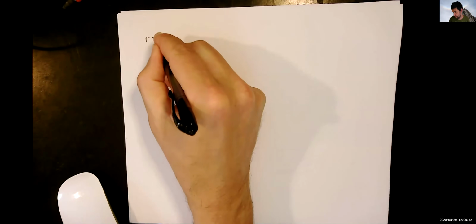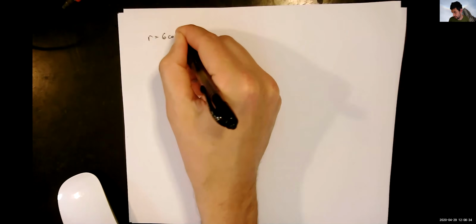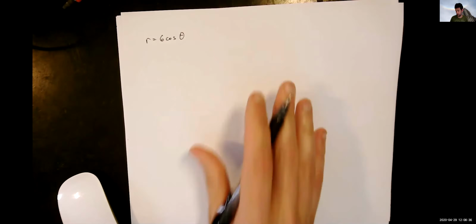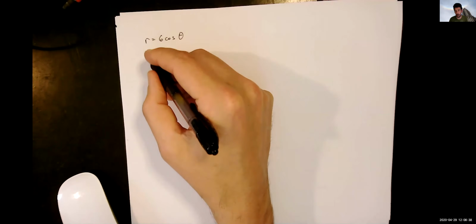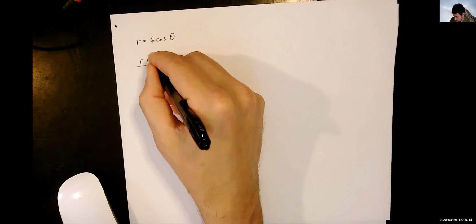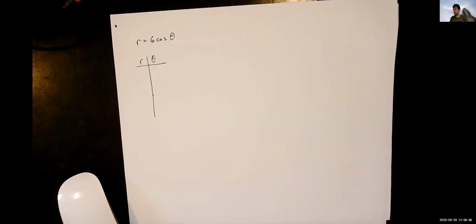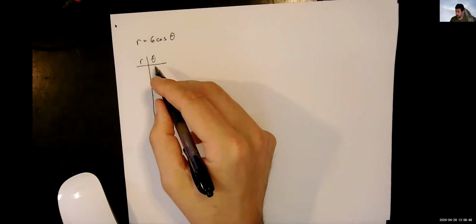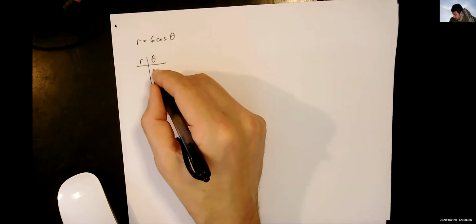And let's now graph the function. I think I was going to do r equals, yeah, we're going to graph the function r equals 6 cosine of theta. Okay. And I'm going to do it the same way I did before. I'm going to start putting in values of theta and computing values of r.